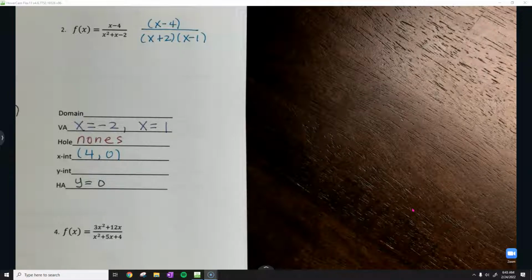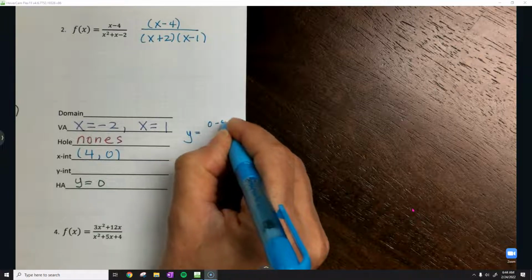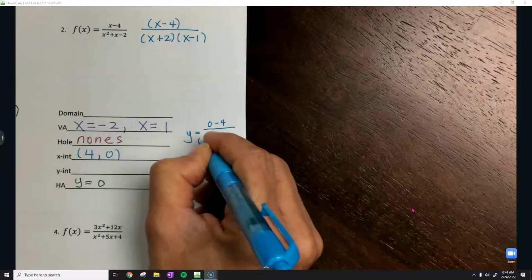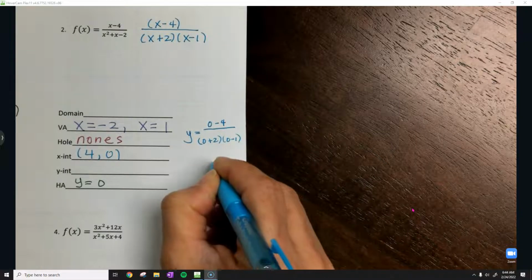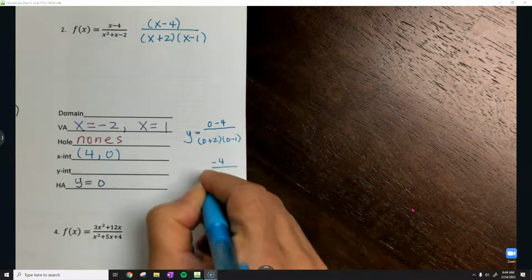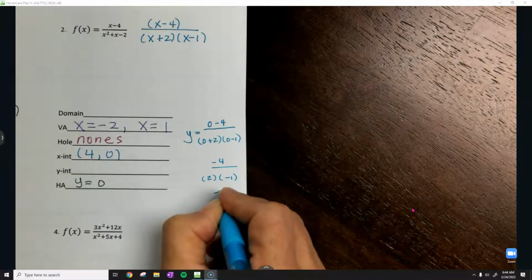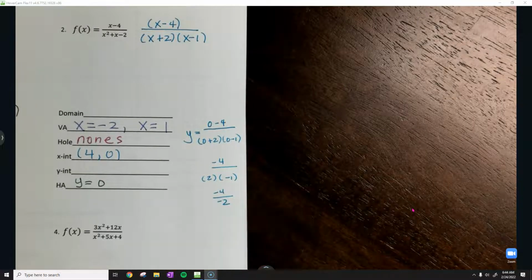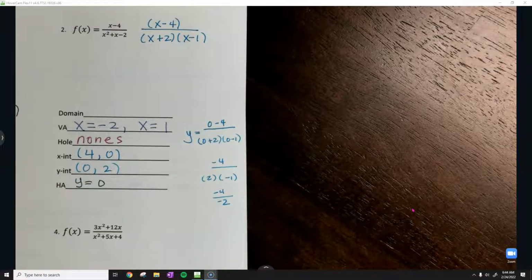For the y-intercept, you are going to do order of operations. So what we're going to do is we're going to plug in 0 everywhere we find the letter x. And we're just going to do our order of operations. So that's going to be 2 times a -1 on the bottom. So it's going to be -4 divided by a -2. So our y-intercept is going to be 0, 2.